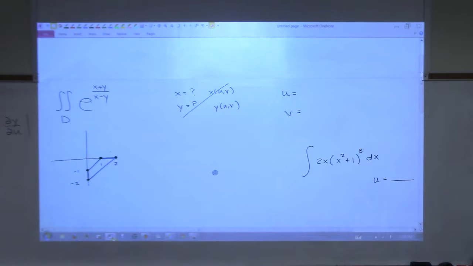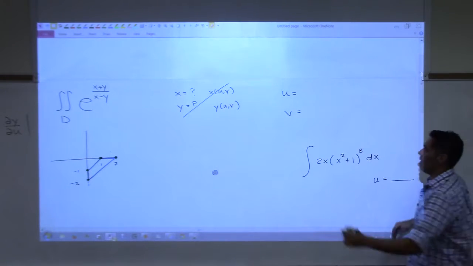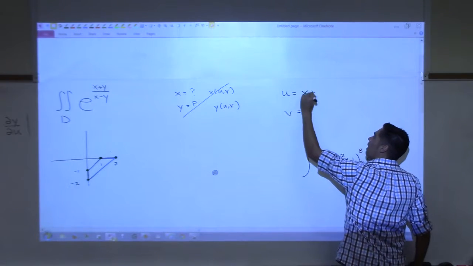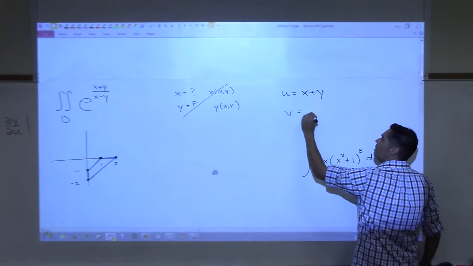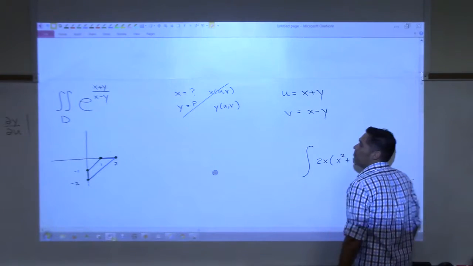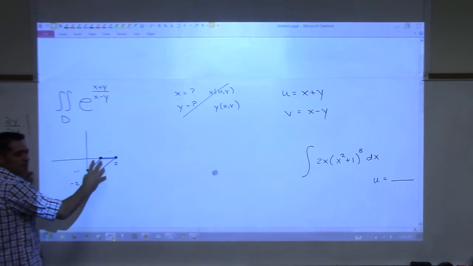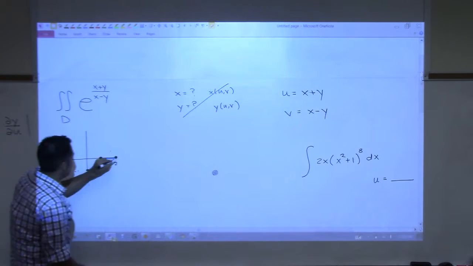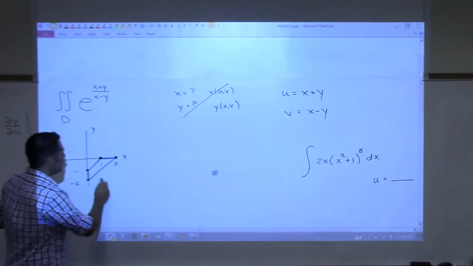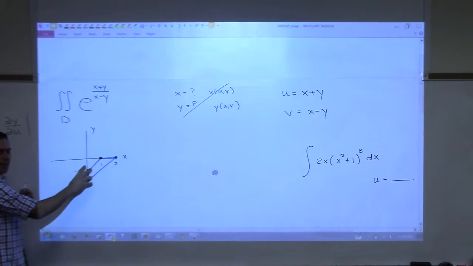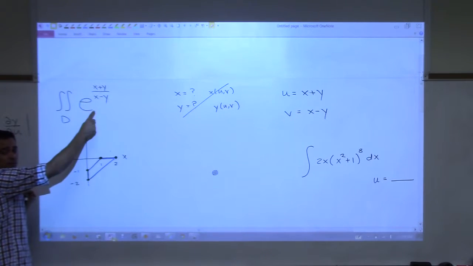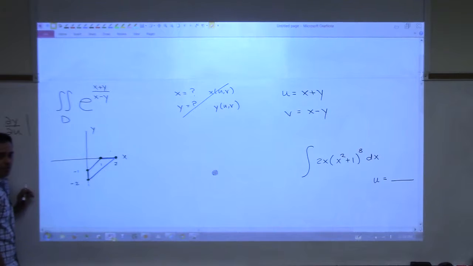x plus y for u? Okay, I'm game with that. And what about v? x minus y. By the way, would you want to integrate this? No. Would you want to keep this in this space with x and y? Maybe you could break that down as a type 1 or something, but would you want to integrate that with respect to x or y? I don't think you would. That would not be fun to integrate with respect to x or y.